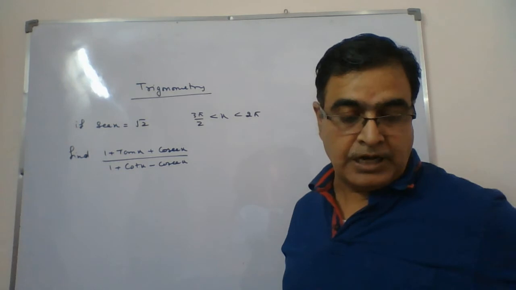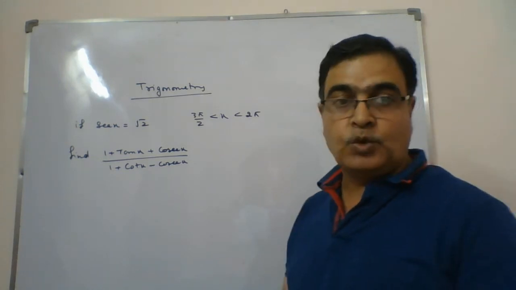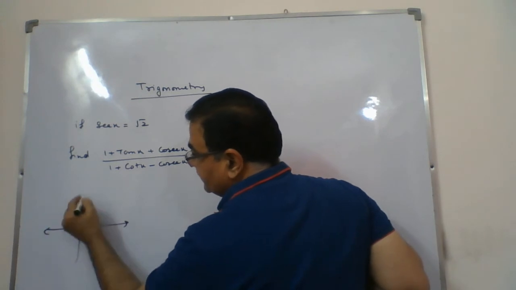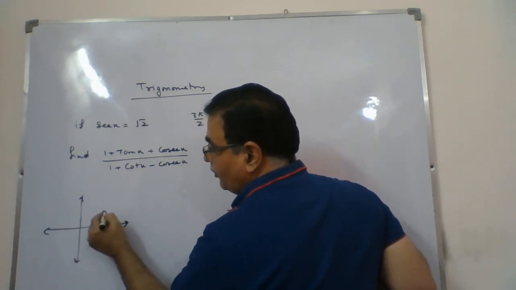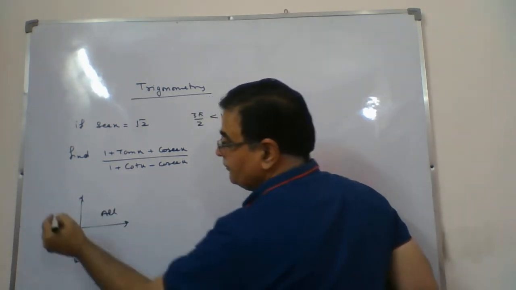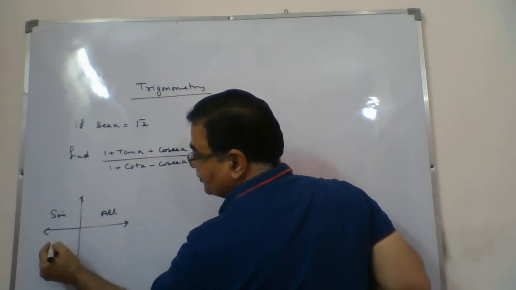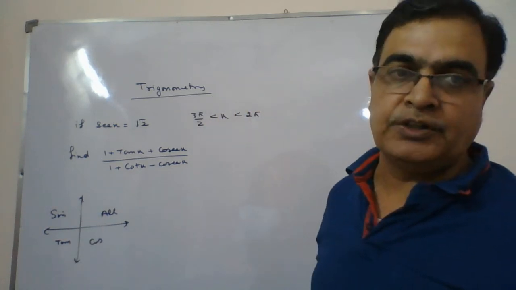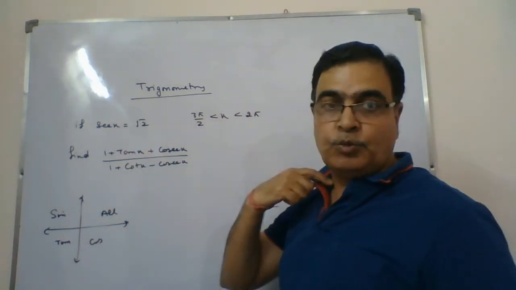Whatever we did last was that if you take the four quadrants, then in the first quadrant all trigonometrical ratios are positive. Then second was sine and its reciprocal. Then it is tan and its reciprocal, and then cos comes out. This thing we have done, and one question on this also I have done. Now I'm taking one more question on this.